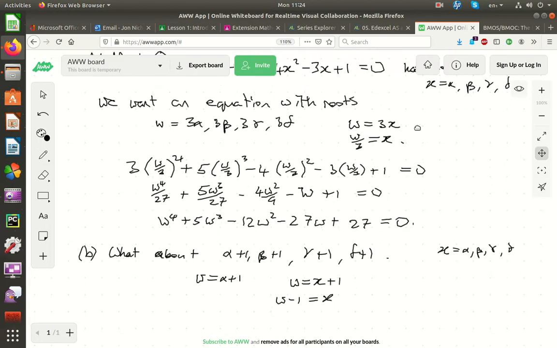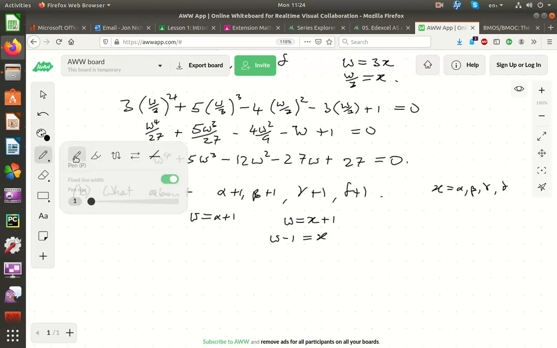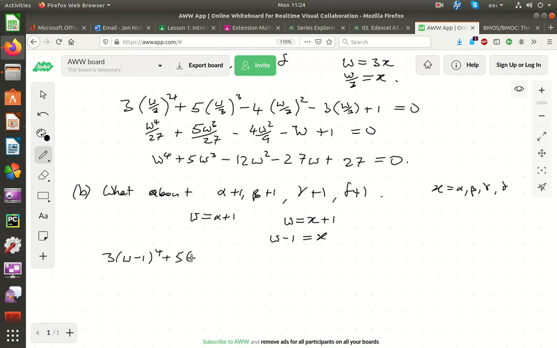This takes a little bit longer maybe because we've got to multiply it out and simplify, but it doesn't. It's similar to the other method. So what do we have? 3 times (w minus 1) to the power of 4 plus 5 times (w minus 1) cubed minus 4 times (w minus 1) squared minus 3 times (w minus 1) and then plus 1 on the end equals 0.